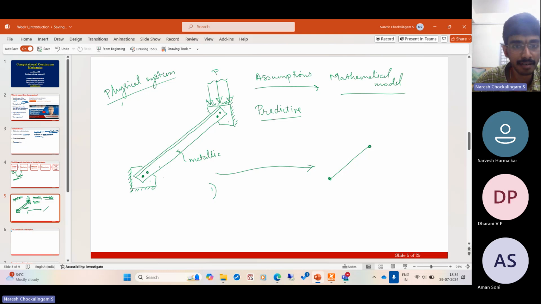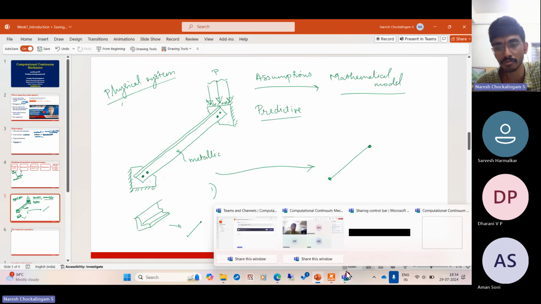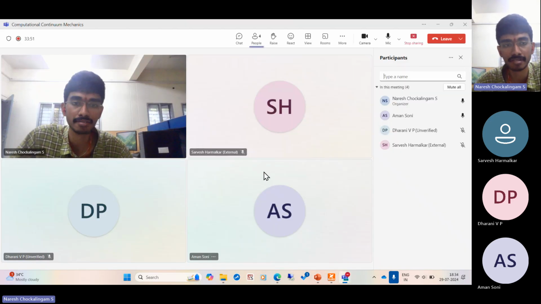Let us start with the member itself, right? The member looks something like this. So it's a 3-dimensional body. Say it is an L section going into the plane. So from this, you're going to a line. So what allows you to do that? First, can you suggest an assumption? What kind of assumption helps you do that?